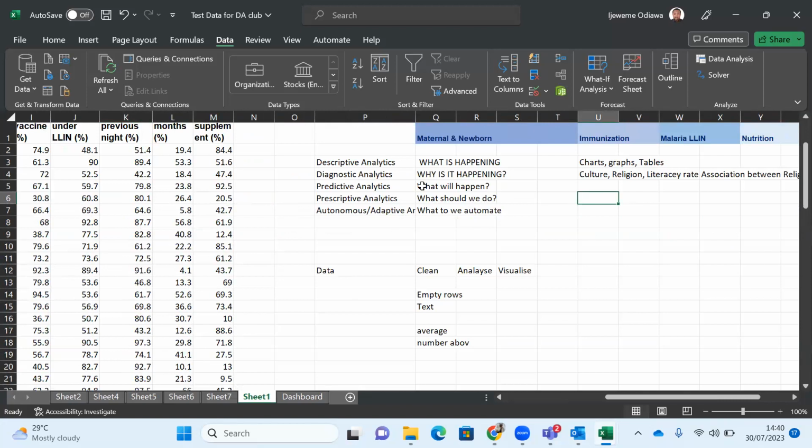So that's that about predictive analytics. I'm sure when we get to Python, it's the main analytics we're going to do in Python. Then prescriptive analytics. So what should we do? What should we do usually takes off from what has worked in the past. And it's usually based on what has worked.